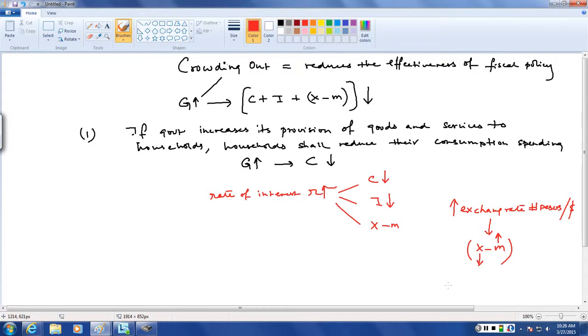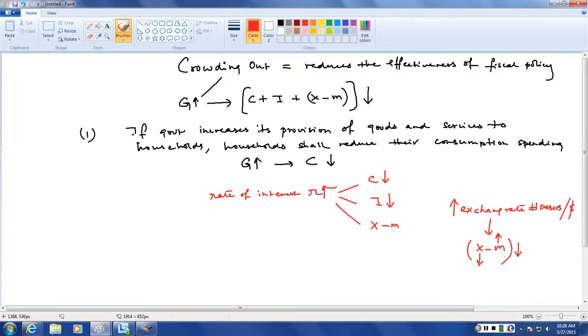X falling by itself would cause X minus M to fall. M rising, well, that by itself too would cause X minus M to fall because you're now subtracting a bigger M from a given X. Is that correct? So both of these would cause X minus M to fall. Is that correct? So a stronger dollar would cause a fall in net exports.